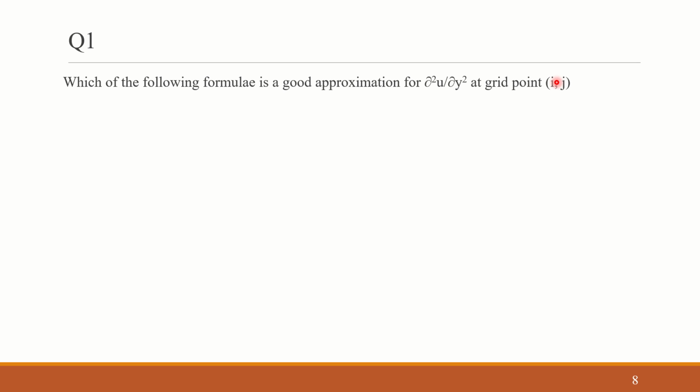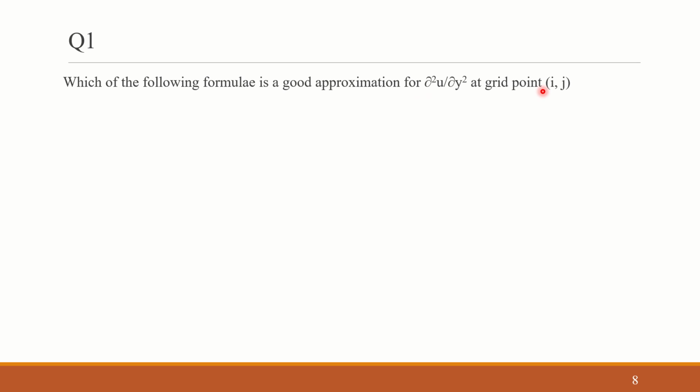So I mentioned that we will be discretizing those equations. That is, we will be converting the partial differential equation into algebraic form and get the solution. So how do we convert it from a partial differential equation to algebraic form? We use the finite difference method or any other method to discretize the equation. Here we are using a point and getting an approximation. So in this particular question, it is about which of the following formulae is a good approximation for ∂²u/∂y² at grid point i, j.